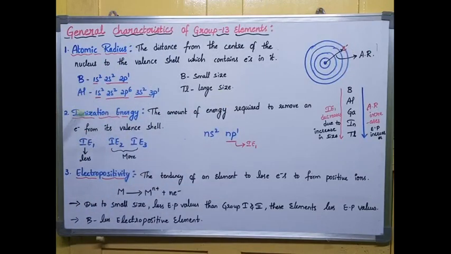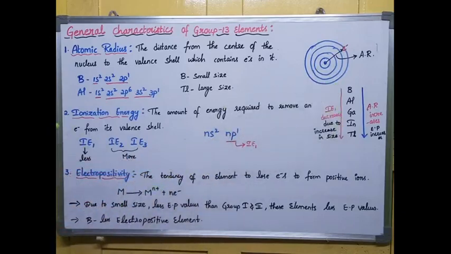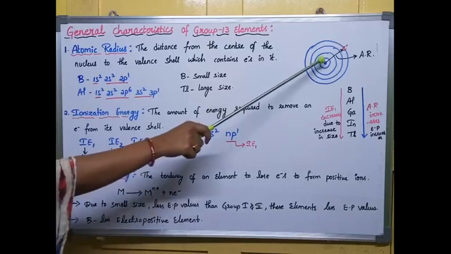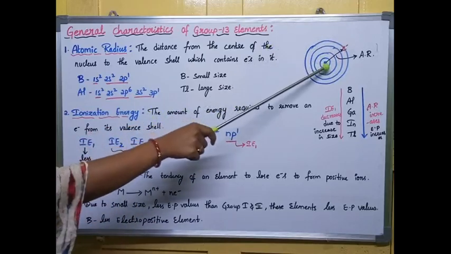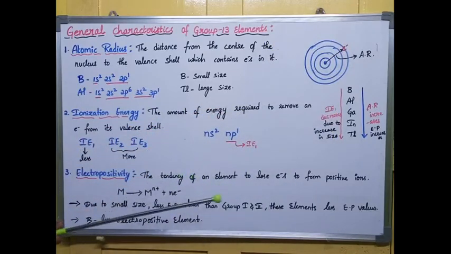If I remove the first electron, it is the first ionization energy, represented as IE1. If I remove the second electron, it is IE2, and the third is IE3. Like that, values will be there. From top to bottom, ionization energy decreases, because as size increases, nuclear attraction on the valence shell decreases, and as nuclear attraction decreases, IE values decrease.